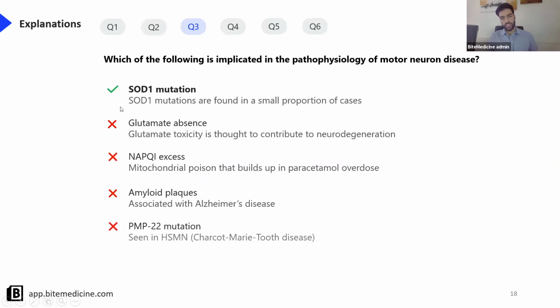So SOD1, superoxide dismutase 1, is found in a small proportion of cases. Glutamate toxicity is actually thought to be involved. As we said, NAPK is seen in paracetamol overdose, and we discussed the other two. So amyloid plaques is Alzheimer's. PMP22 is Charcot-Marie-Tooth, also known as hereditary sensory motor neuropathy.